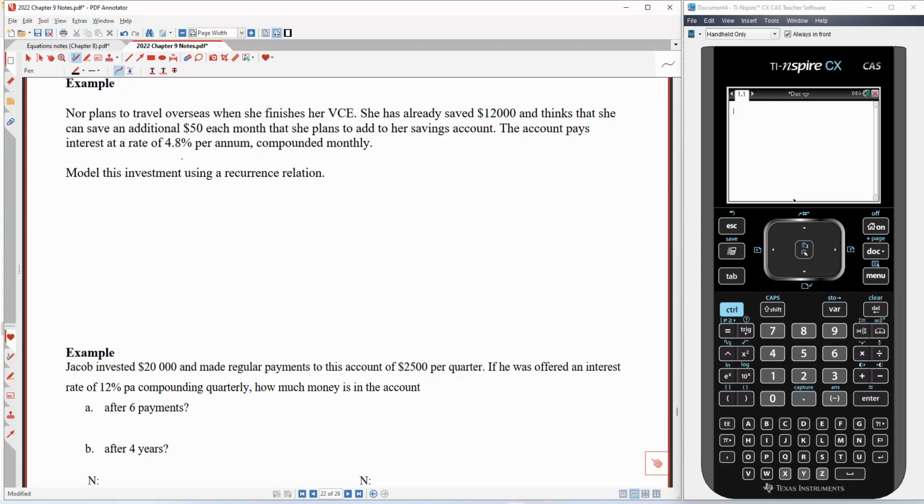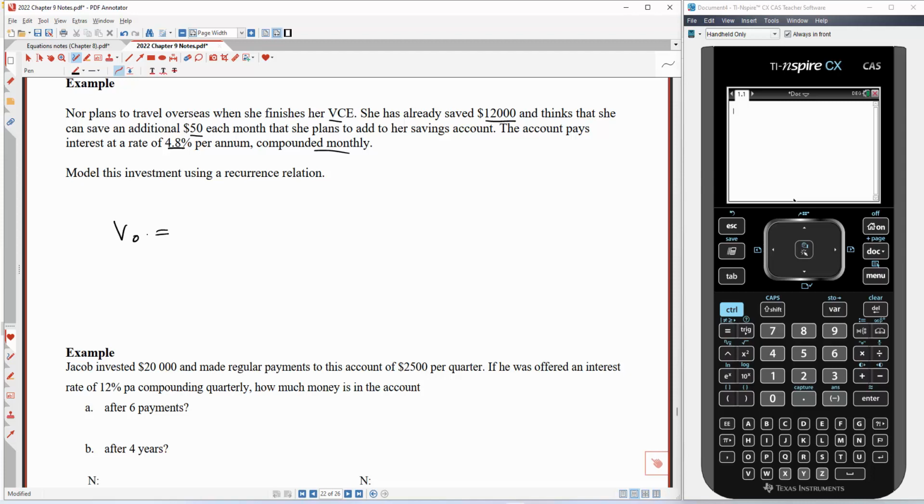Nor plans to travel overseas when she finishes her VCE. She's already saved $12,000 and thinks that she can save an additional $50 each month that she plans to add to her savings account. The account pays an interest rate of 4.8% per annum compounded monthly. Model this investment using a recurrence relation.